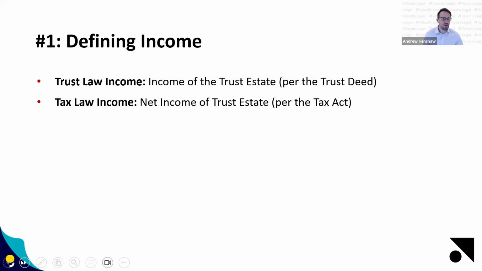Now, we've got two different concepts. We've got the trust law income concept, which is per your trust deed, so the income of the trust estate. And you've got your tax law income concept, which is the net income of the trust estate, so that's per the Tax Act. When I was a junior lawyer, it took me so long to get my head around the difference between the two. It's so confusing for new people in this area, but beneficiaries are taxed on their share of the trust law income. Sorry, they're taxed on their share of the tax law income based on their share of the trust law income.